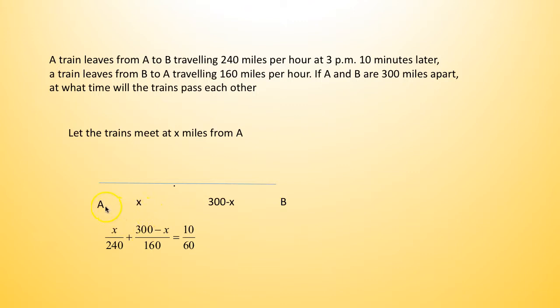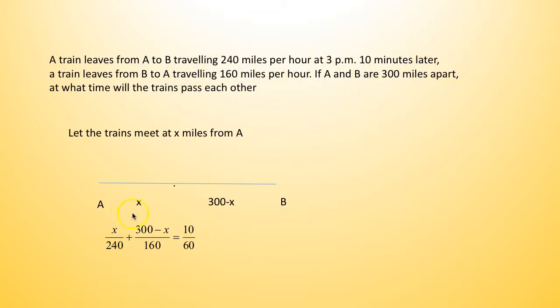So time taken to go from A to the point of meeting would be x by 240, because from A to B the train is traveling at 240 miles per hour. Time taken to go from B to the point where they meet would be 300 minus x by 160, because the train from B is traveling at 160 miles per hour. And the difference in time between A and B is 10 minutes.